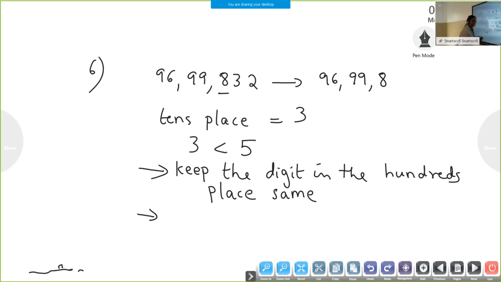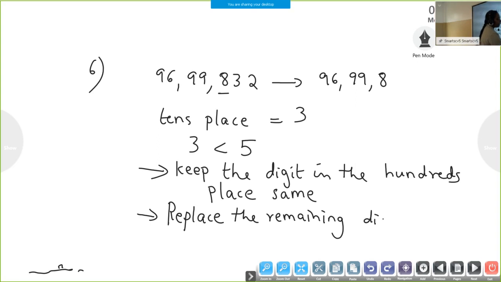Then what is the next step? Replace the remaining digits by zeros. Understand? Remaining digits by zeros. So it is 0, 0. So when we round 96,998,32 to the nearest 100, it becomes 96,99,800. I think these two cases are understood.